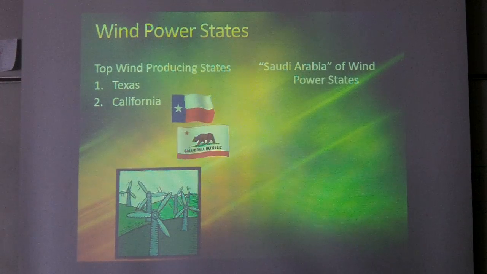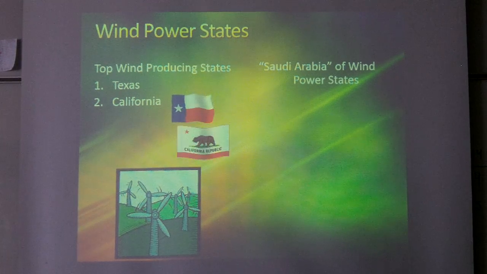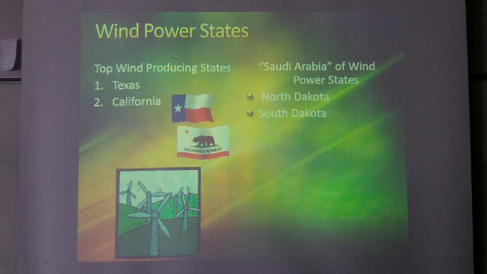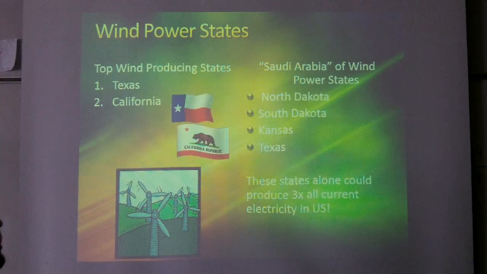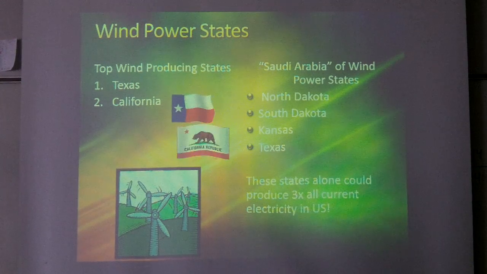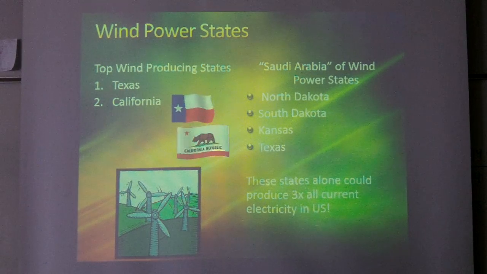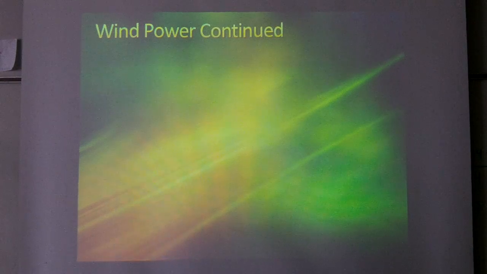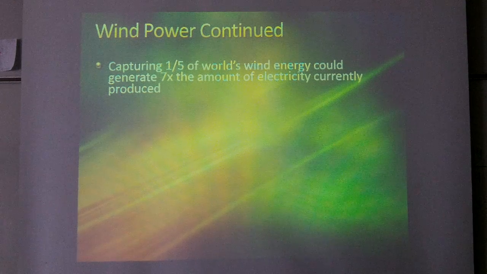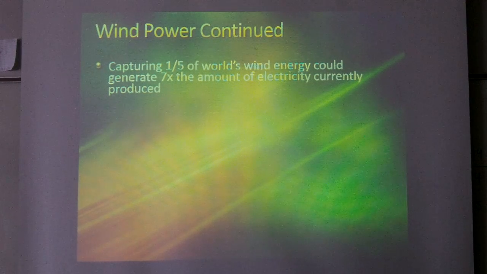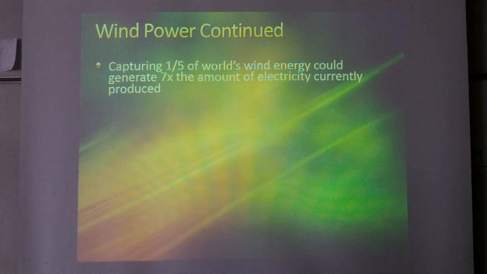So let's take a look. Saudi Arabia of wind power states, right? Meaning they have a plethora of it. It's North Dakota, South Dakota, Kansas, Texas. These states alone could produce 3 times all of the U.S.'s current electrical needs. Isn't that amazing? It's truly remarkable. Wind power continued. Capturing 1/5 of the world's wind energy could generate 7 times the amount of electricity currently produced. What? That's preposterous. That's amazing.